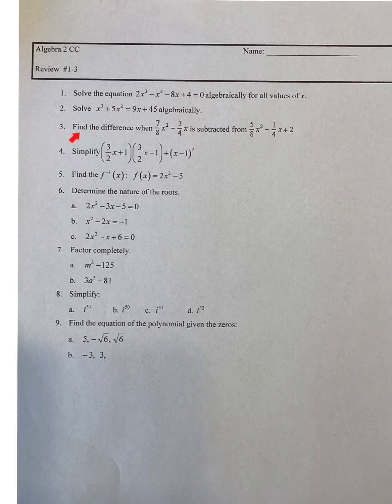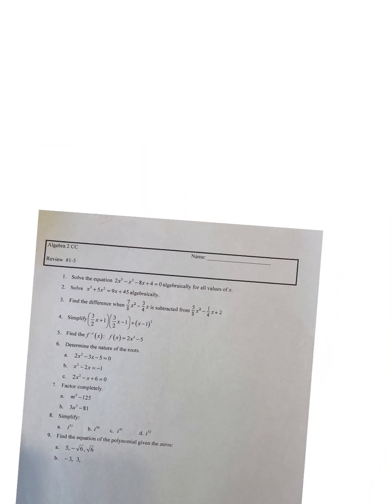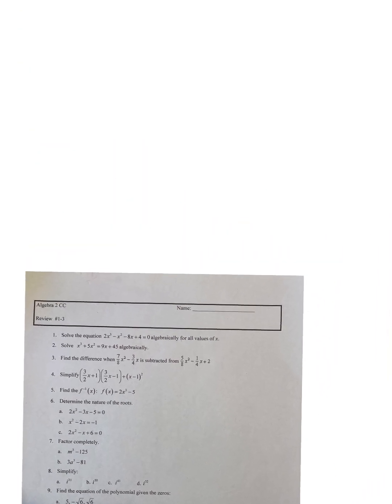All right, so number 3 says, find the difference. Difference means to subtract when 7/8 x squared minus 3/4 x is subtracted from 5/8 x squared plus 1/4 x plus 2. So I do have to set this up in parentheses because it is going to be a difference. It's a minus, and the from always comes first. All right, so let's set this up. So like I said, we have to use parentheses because it is a minus, and the from comes first.